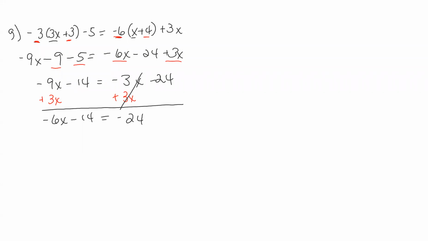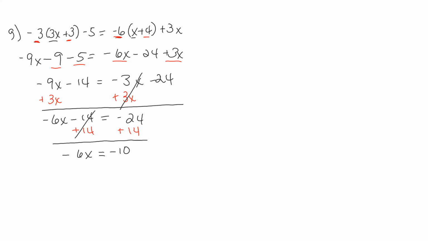Now I want all of my constants in a single term. So let's focus on that minus 14. How do I undo minus 14? Well, I add it. So on the left, we can see that the 14's cancel. -14 plus 14 is 0. -6x minus 0 is just -6x. And then -24 plus 14 is -10.